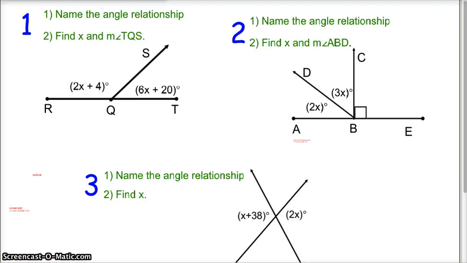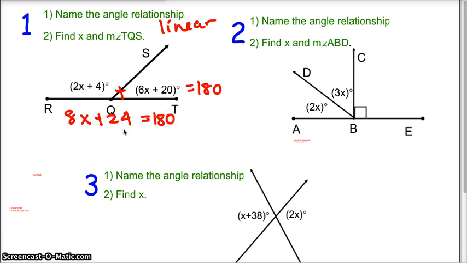All right, so what I'm asking in each one of these is for you to name the relationship and then find whatever it's asking. So first thing that I see here is a line. So these angles form a linear pair. Because they form a linear pair, that means they add up to be equal to 180 degrees. So at this point, it's algebra. So it turns into 8x plus 24 equals 180. And then from here, we solve, subtract the 24, divide by 8, and I ended up getting x was 19.5.